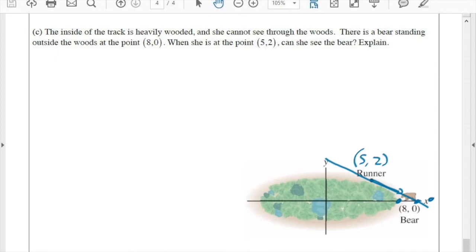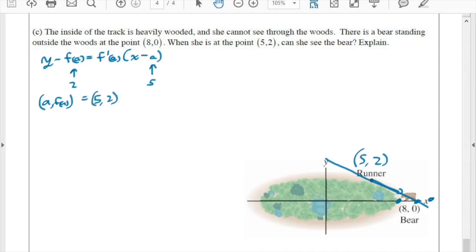So the tangent line is y minus f of a equals f prime of a, which is our slope, times x minus a. So we know f of a, that's 2, and we know a, which is 5. In this problem that's the point (5, 2). That's where the runner is at. That's where we're going to find the slope for our tangent line.